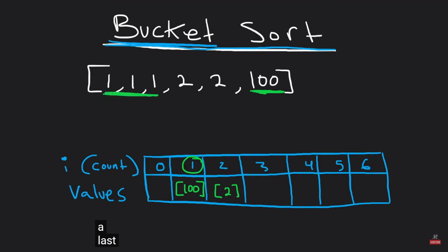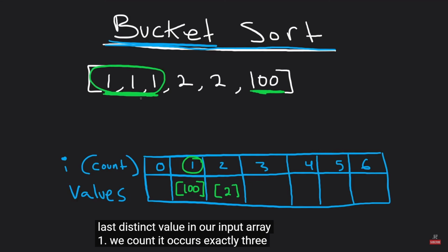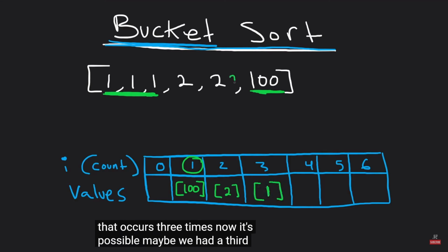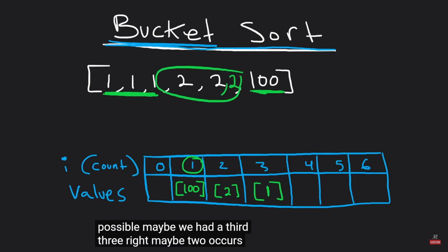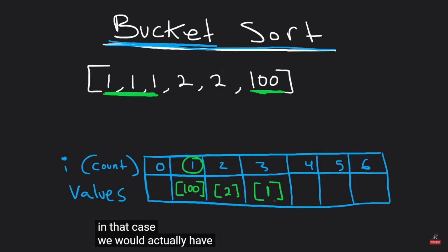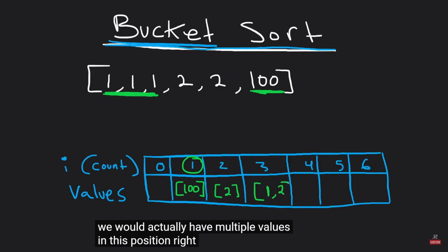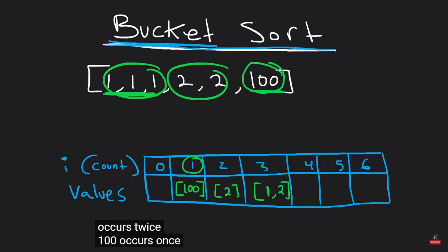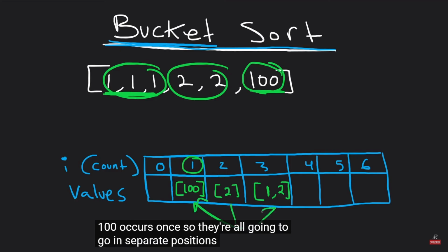We see a last distinct value in our input array, 1. We count it occurs exactly 3 times. So in this position, index 3, we're going to say, okay, there's a single value, a 1, that occurs 3 times. Now it's possible maybe 2 occurs 3 times. In that case, we would actually have multiple values in this position, right? But in this case, we can see 1 occurs 3 times, 2 occurs twice, 100 occurs once. So they're all going to go in separate positions.